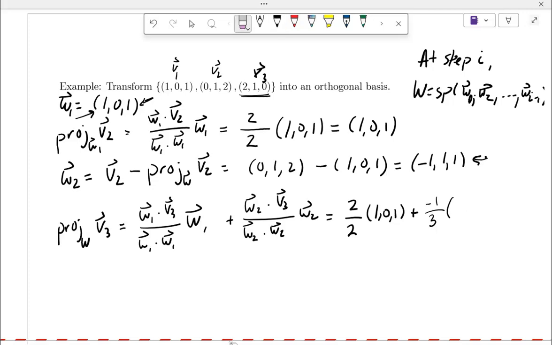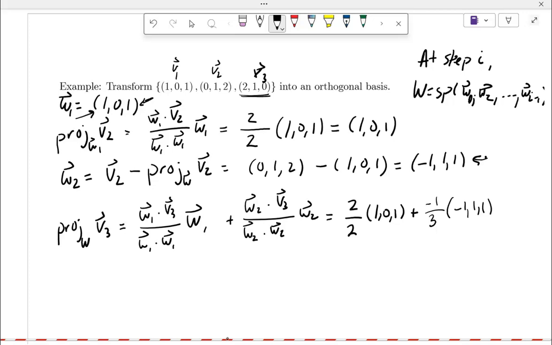Oops, I used the wrong one. Negative 1, 1, 1. The negative 1 is your dot product, your inner product, with the W2 and your V3, right? Negative 2 plus 1 plus 0. And this 3 is negative 1 squared plus 1 squared plus 1 squared.